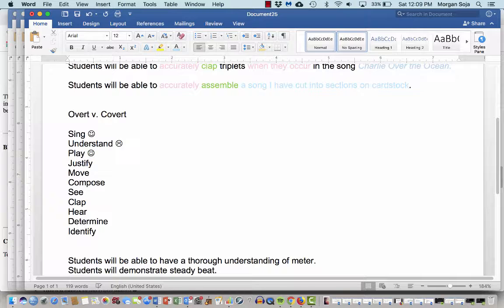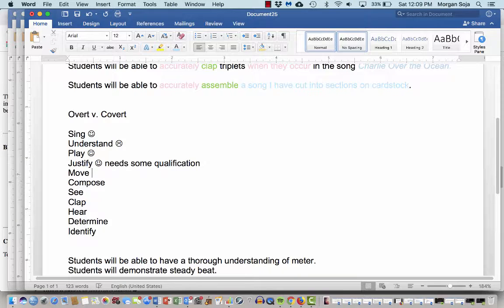How about justify? A student will be able to justify their choices. Yes. It just needs a little bit more work, right? Justify needs "justify in writing," or verbally, you know what I mean? So it needs a little bit of qualification. So that's one where we go, yeah, sure.